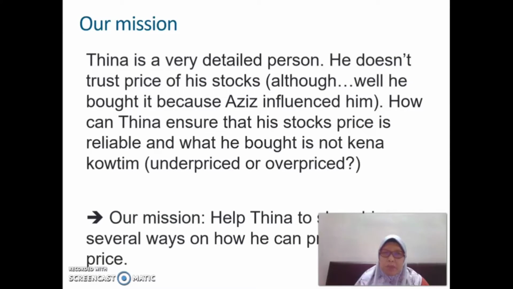Our mission for this chapter is like this. Tina is a very detailed person. He doesn't trust the price of his stocks, although he bought it because Aziz influenced him. How can Tina ensure that his stock's price is reliable and what he bought is not going to cost him? It means that it is not underpriced or overpriced. Right? So basically this is the issue, and our mission is to help Tina by showing him several ways he can predict his fair price.